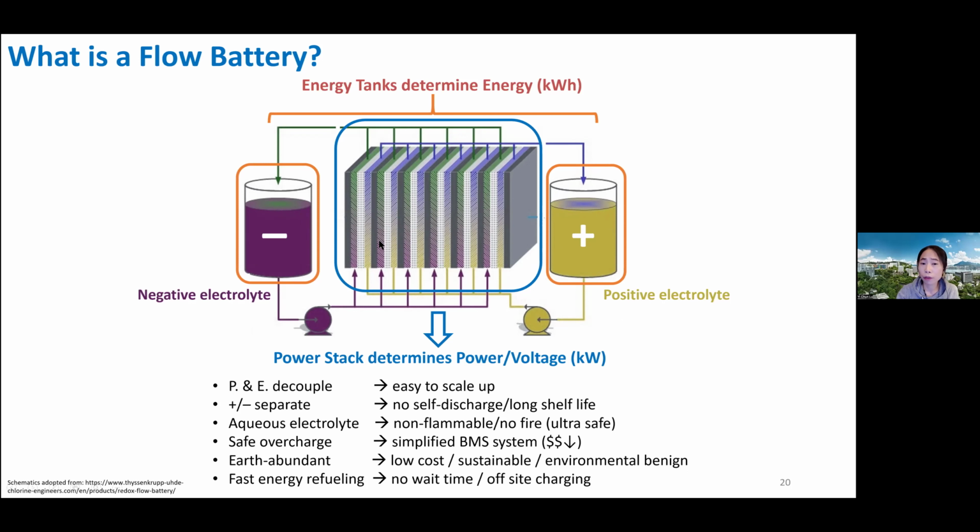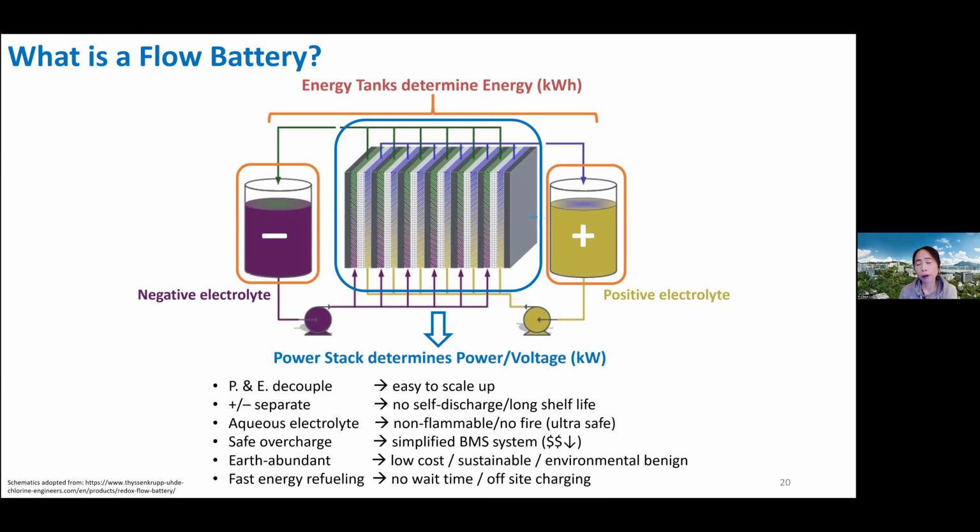And then we can convert the chemical energy into electricity through this device. So there are several features and also advantages of this type of flow configuration. For instance, in this case, power and energy are decoupled, meaning that you can freely scale the energy without having to change the power stack.